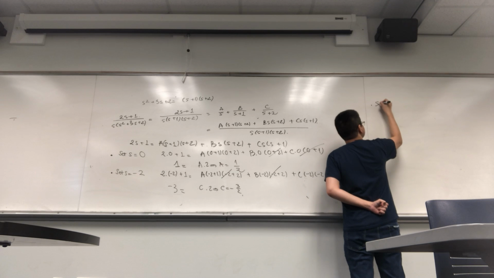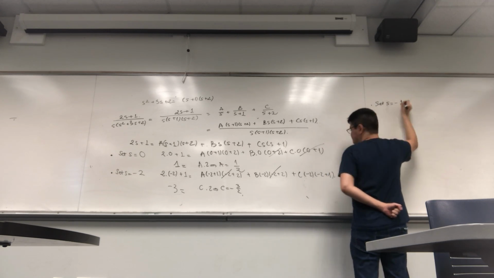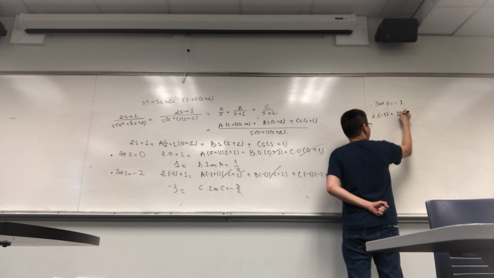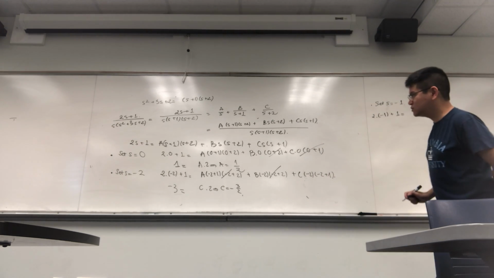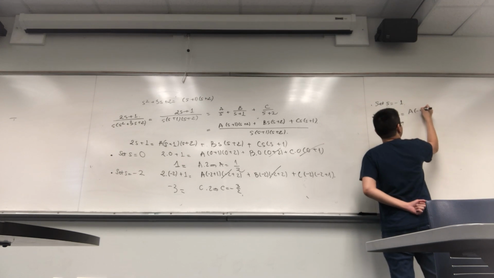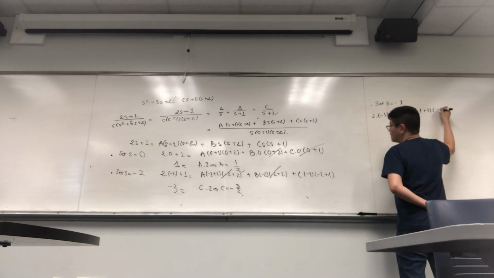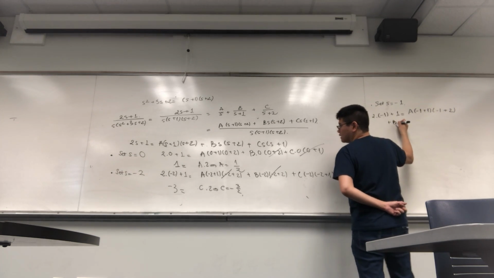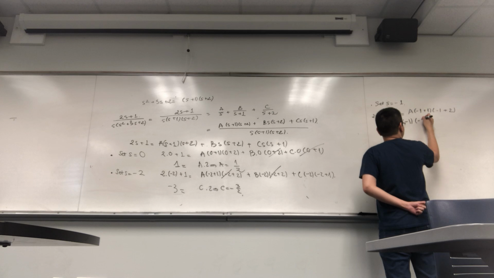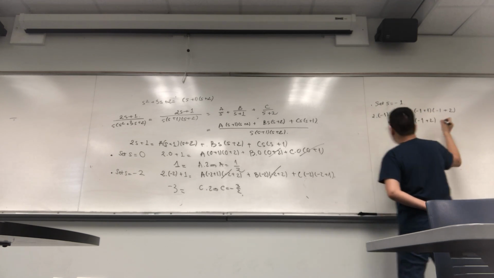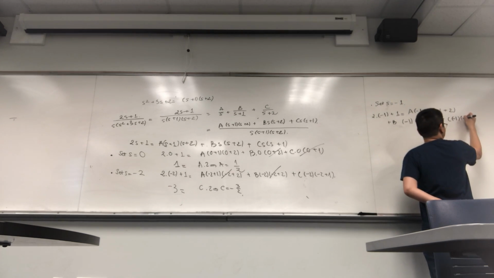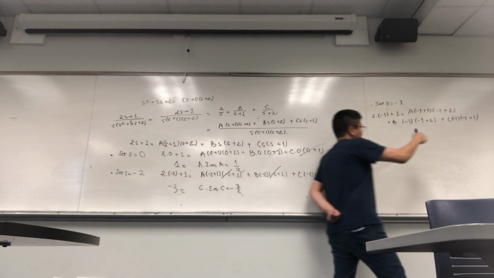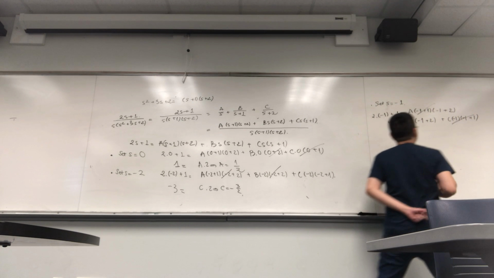So you said s to be minus 1. So when s is minus 1, you have 2 times minus 1 plus 1 is equal to a times minus 1 plus 1 minus 1 plus 2, plus b times minus 1 minus 1 plus 2, plus c times minus 1 minus 1 plus 1. Alright? When I do that, this guy and this guy goes away.